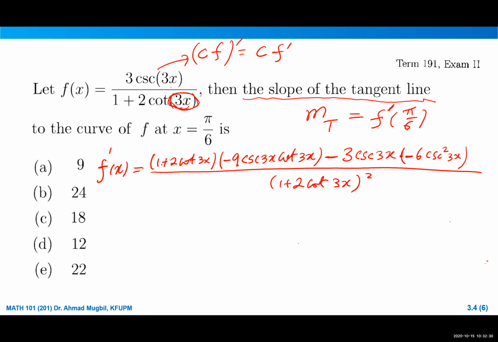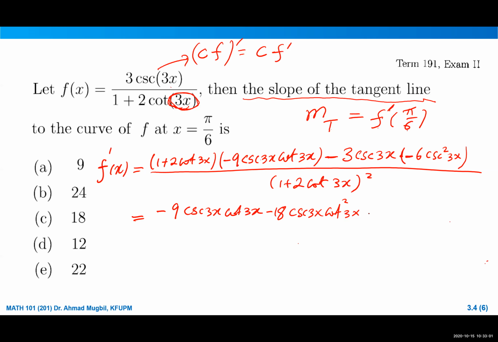Now, if you put the derivative, if you want to evaluate, you can evaluate now. But let me do one step for you to simplify. This will be negative 9. This multiplied by this, cosecant 3x, cotan 3x. I said you can substitute. Plus this will be minus 18 cosecant 3x, cotan squared 3x.